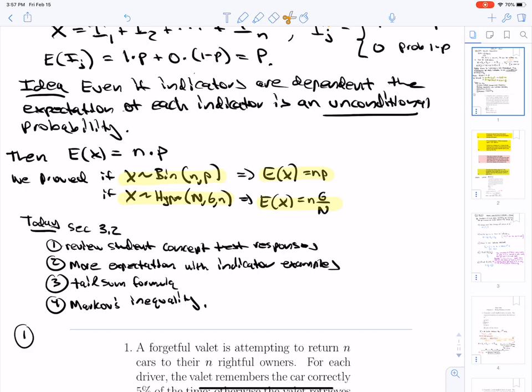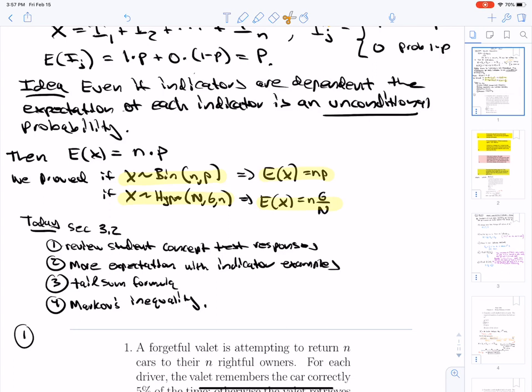This was the case when x was binomial, since binomial is a sum of independent Bernoulli p trials. It was also the case when x is hypergeometric, which is a sum of dependent Bernoulli g over n trials. So in both cases, we derived formulas for the expectation of binomial and hypergeometric.